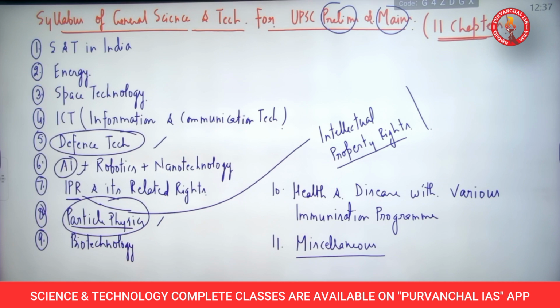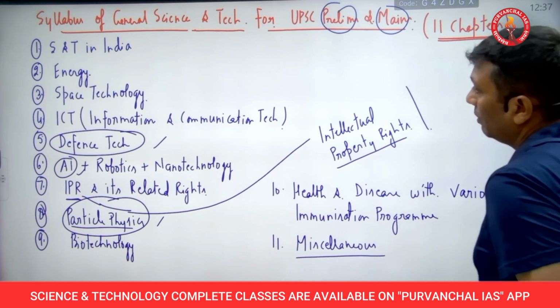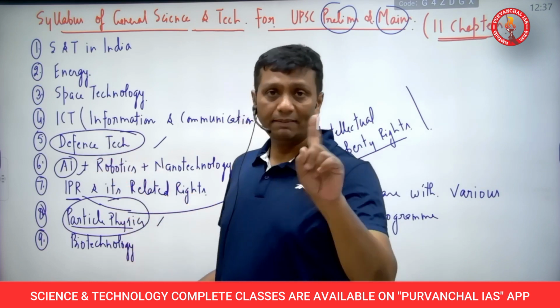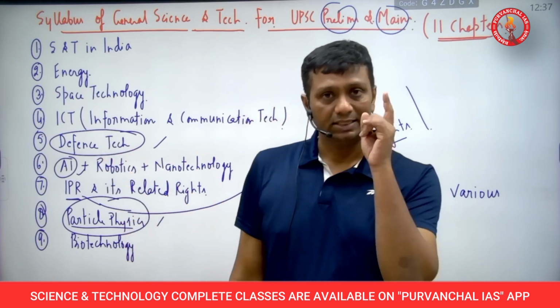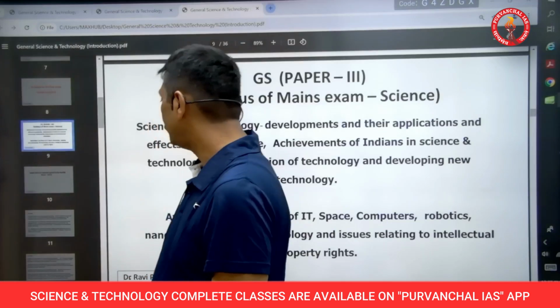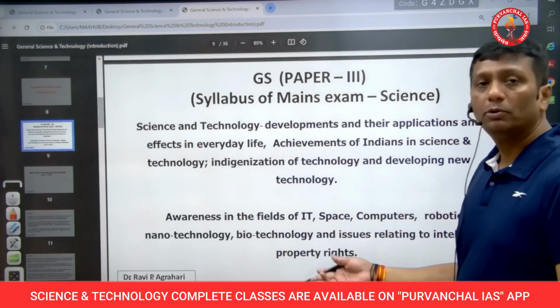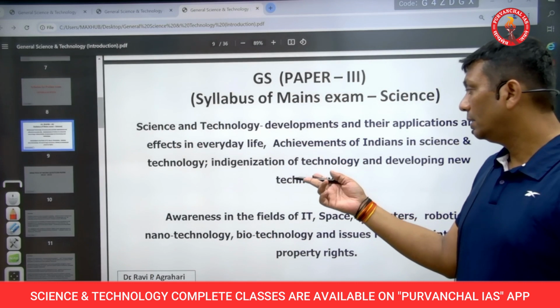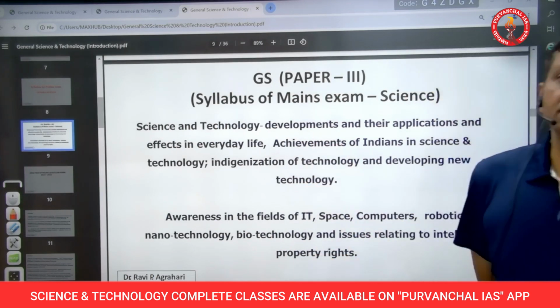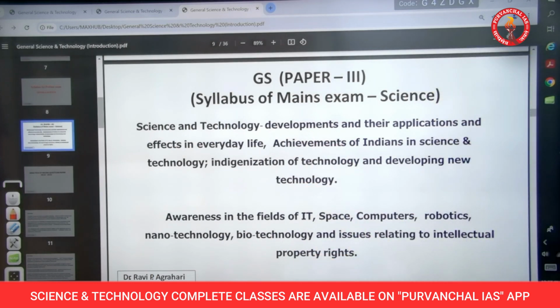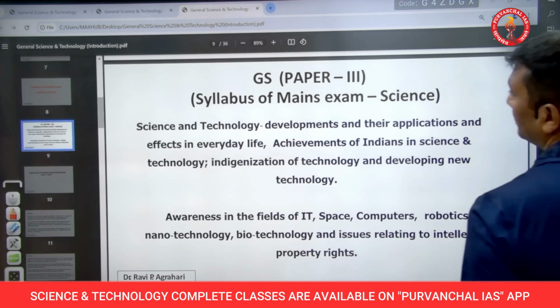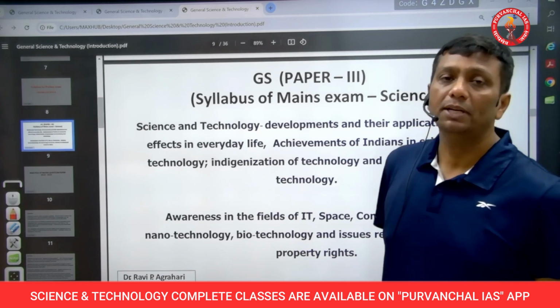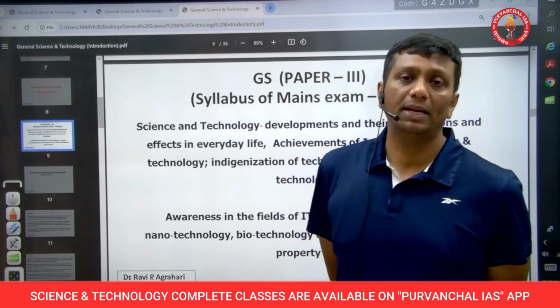So this is the syllabus for the prelims and mains. Again I repeat, defense, AI and particle physics are not mentioned in your syllabus, but yes, these are important. That is the reason I have first shown you the original syllabus, and then I enter into the topics. So your syllabus for prelims and mains for this technology is already done.